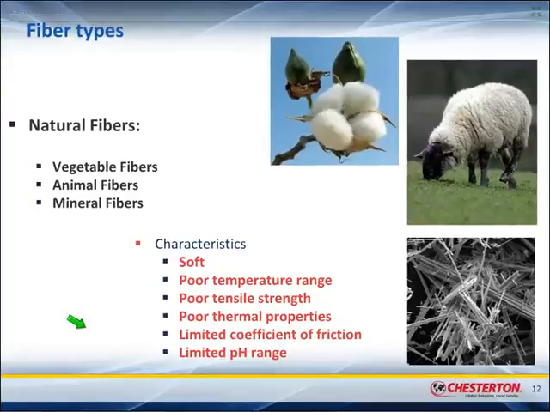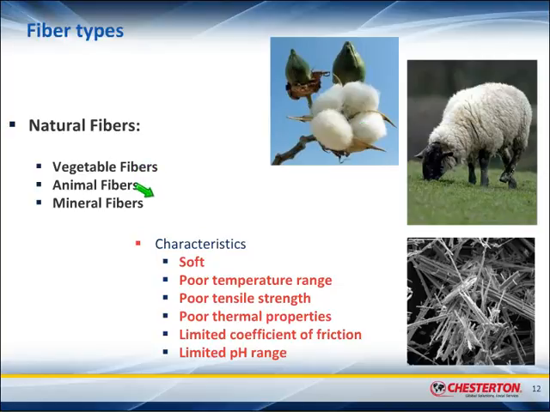So fibers. Let's talk about fibers. There are two types of fibers. There are natural fibers and synthetic fibers. Natural fibers can be either vegetable fibers, such as cotton, for example, or flax, or hemp. They can be animal fibers, like wool, for example.